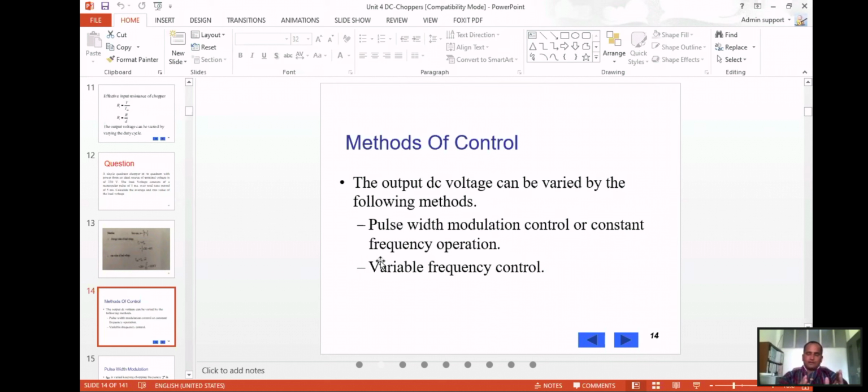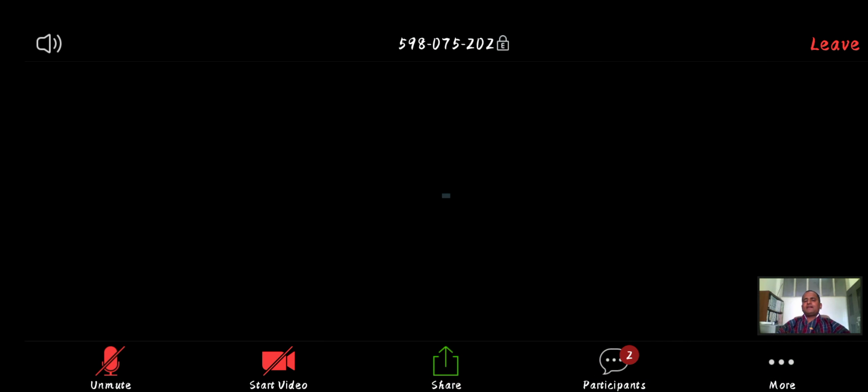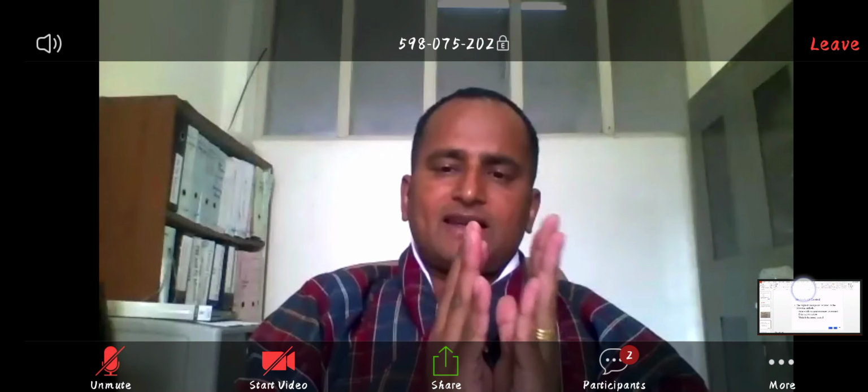Your constant frequency waveform is something like this. This T is kept constant. The total time period is kept constant, but we are just playing with the T on and T off. So the total time period is kept constant, the frequency is kept constant. Constant frequency operation means the total time period T is equal to 1 by f. You know this, so it means that f is kept constant.